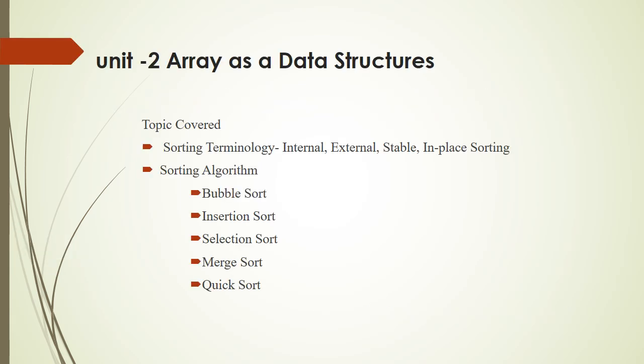We will delve into key sorting terminology, namely internal and external sorting, as well as stable and unstable sorting. Understanding this concept is crucial for selecting the right sorting algorithm for a given problem. Sorting in a data structure is the process of rearranging a collection of elements in a specific order, such as numerical value, alphabetical order, or a chronological sequence, to make them easier to search, retrieve, or manipulate efficiently.